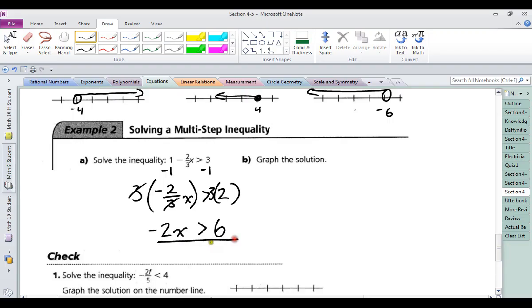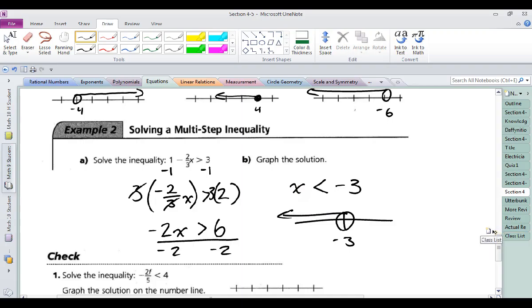Now what? Divide by negative 2. Uh-oh. I'm dividing by a negative. So that is when I flip the sign. And then I graph it. What's the only number that matters? Negative 3, circle, color? Nope. Arrow follows the sign? Yep, because letters first.